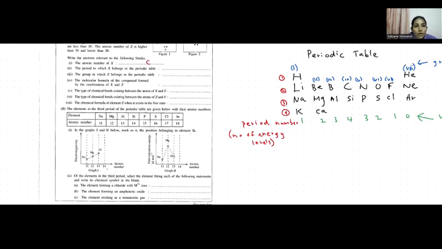The period to which X belongs in this table. Carbon is X. X belongs to the second period. So this is the period number.